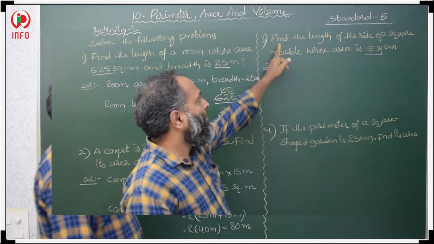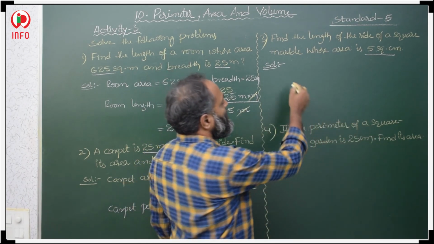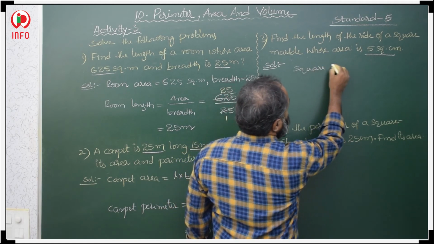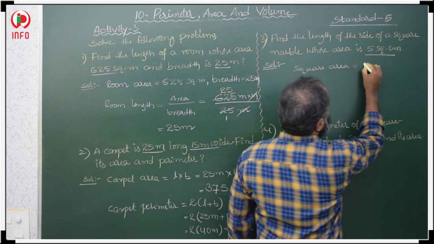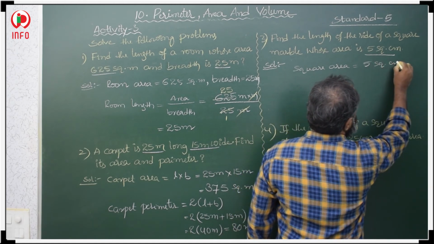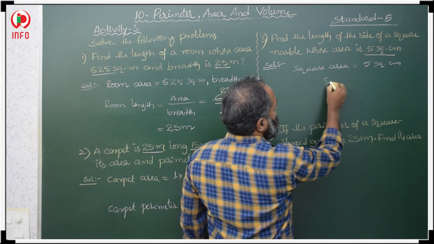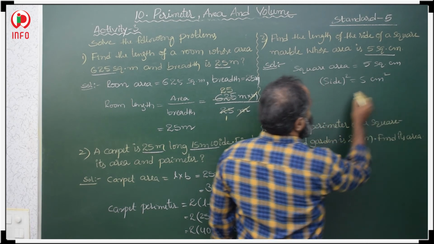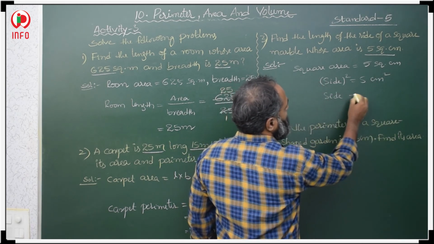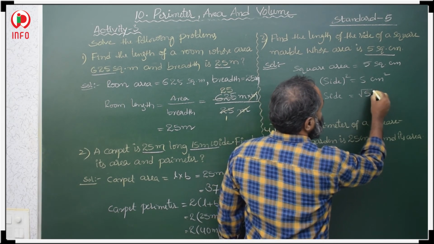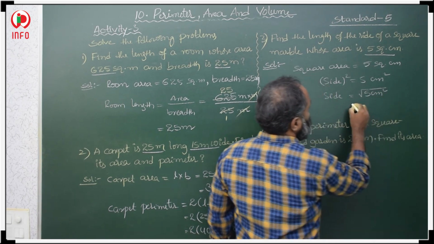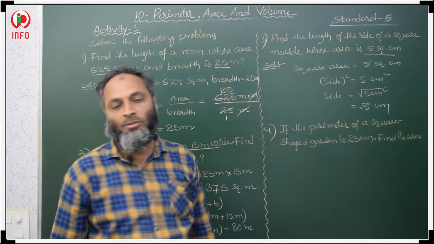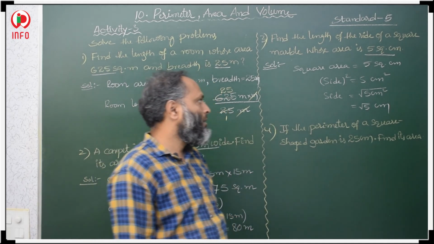Okay. Here, find the length of a square's side. Square area is given. Square area is equal to 5 square centimeters. Square area means side squared. Side squared is equal to 5 centimeter squared. Then how to find the side? Take the square root: root 5 centimeter squared, that is root 5. Here 2 centimeters means 1 centimeter we have to take. That is root 5 centimeters. This is the square side.